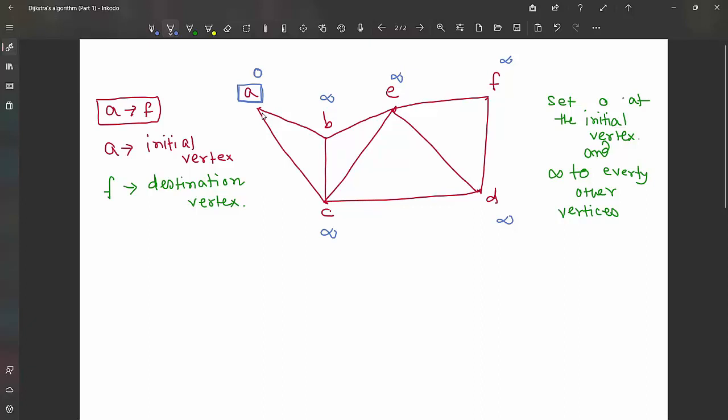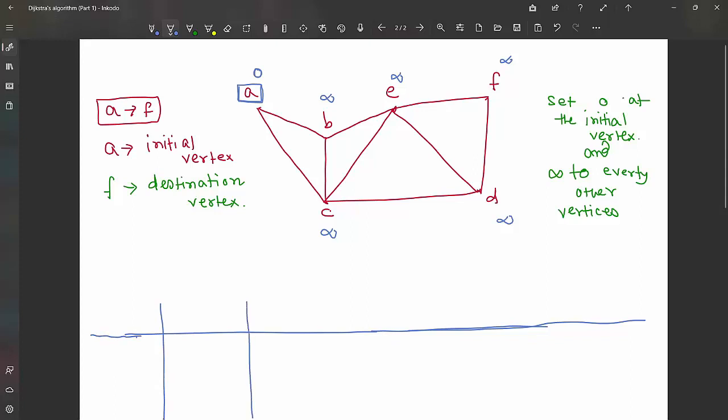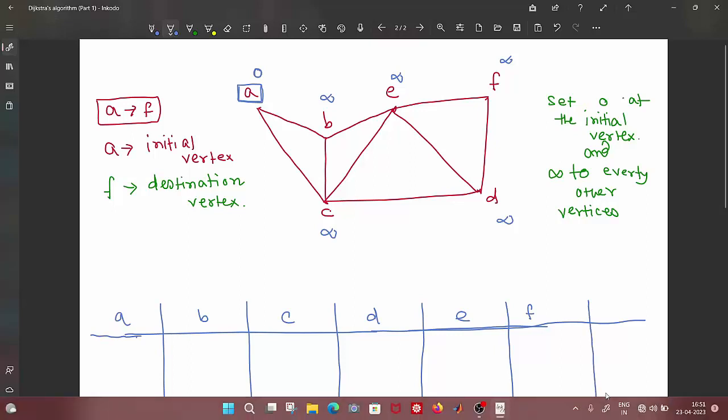And we draw a table here. So the table looks like that. First, draw some rows and make some boxes here like this, and for each vertex we need some boxes. So it is A, B, C, D, E, F, and this is for the remarks.